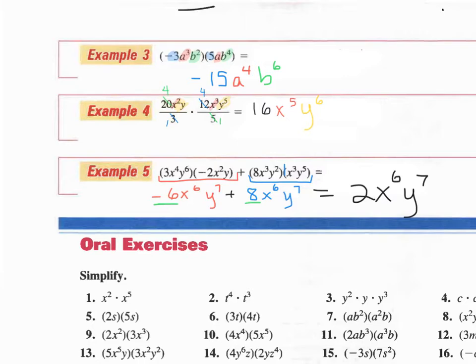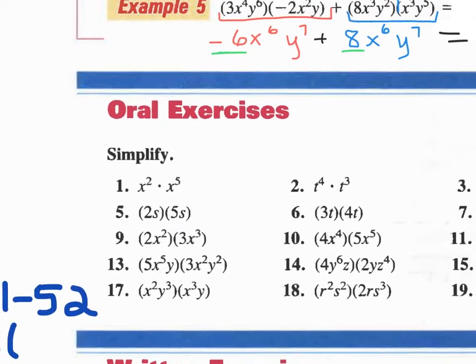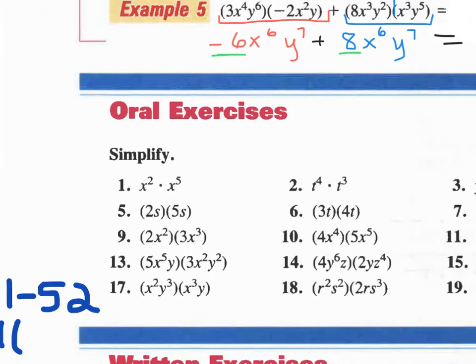So for example, on number 1, I'm asked to multiply x squared times x to the 5th. Remember, you will add the exponents. So this will become x to the 7th. Then for the next, let me jump down to number 9. I'm going to multiply the coefficients. So 2 times 3 is 6. And then I'll add the x exponents and get x to the 5th.